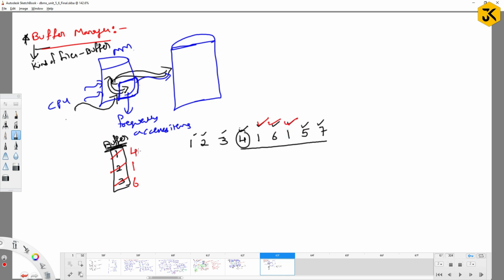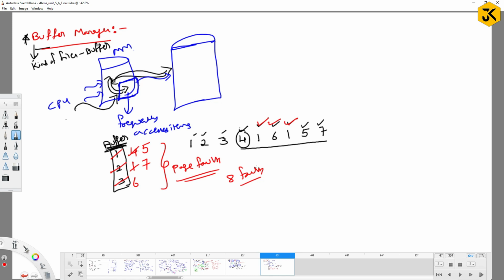Next 5, which I need to replace with here 5. Next 7, right? So in other terminology, I can say this is the page fault sum. So how many faults are there? Meaning, in total how many faults occurred here? 8 faults occurred. Meaning that 8 times I need to replace it in the buffer location.